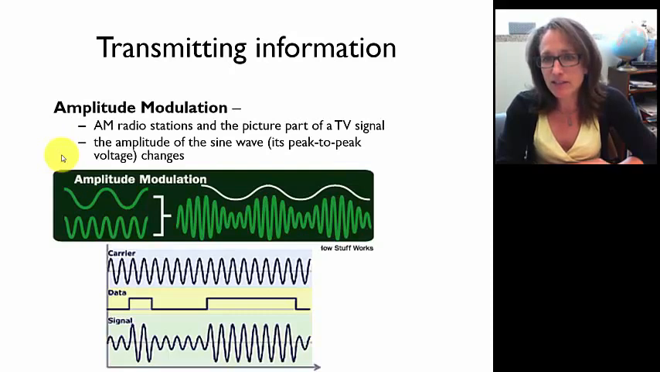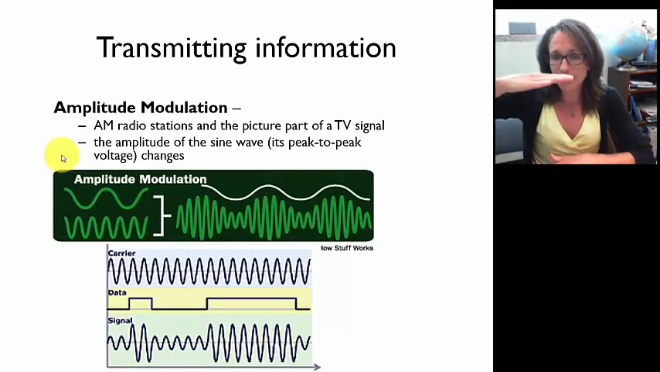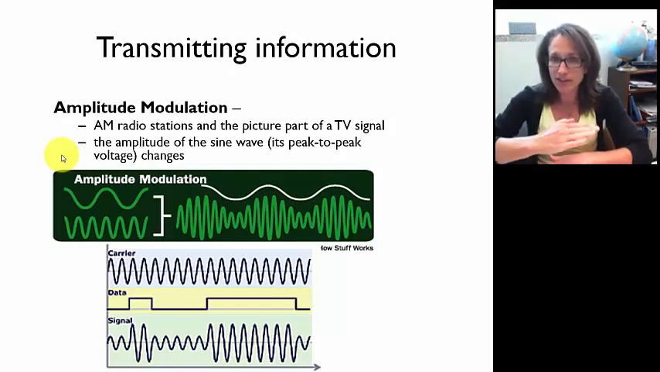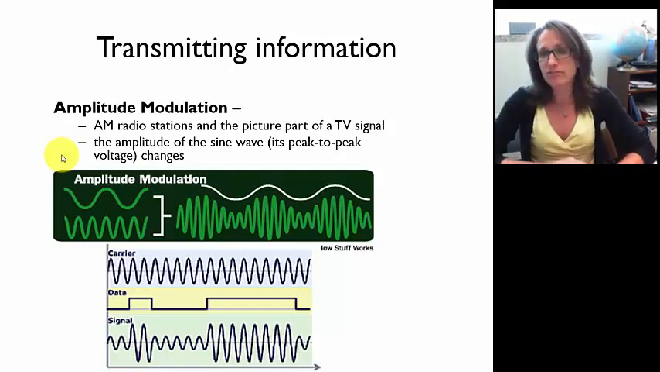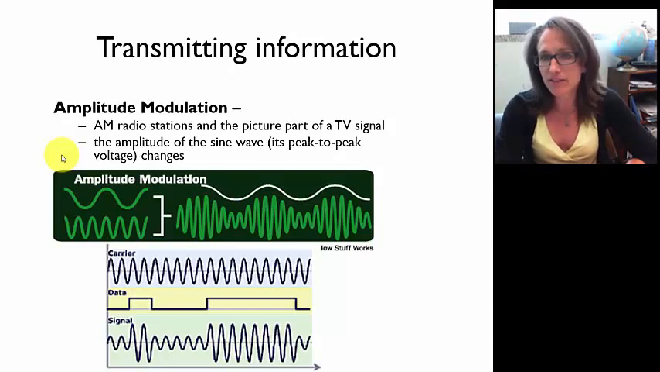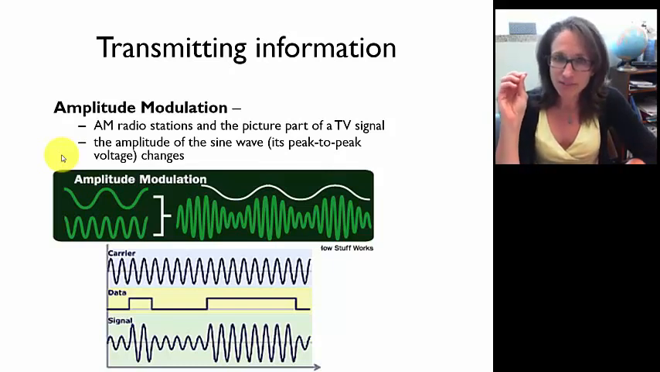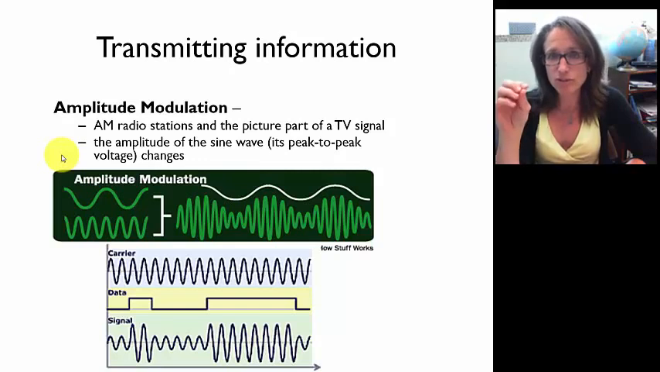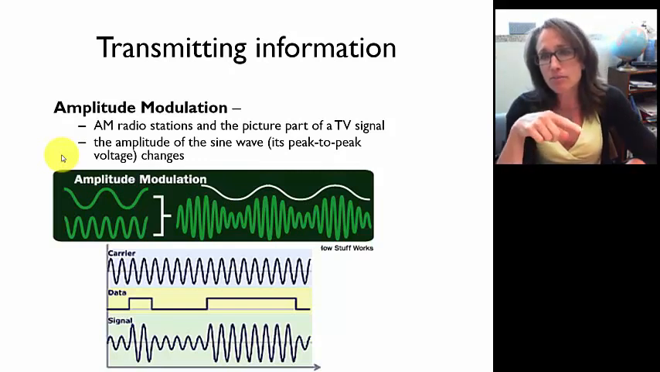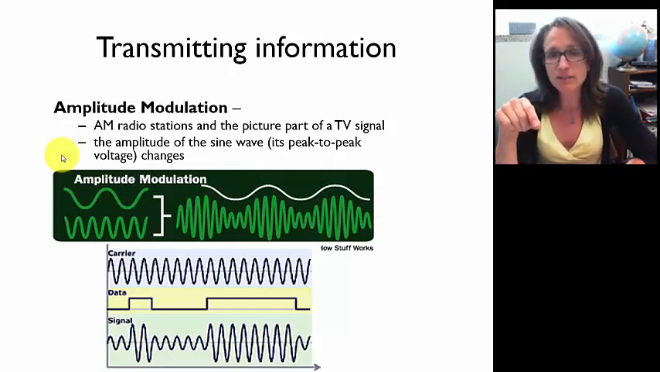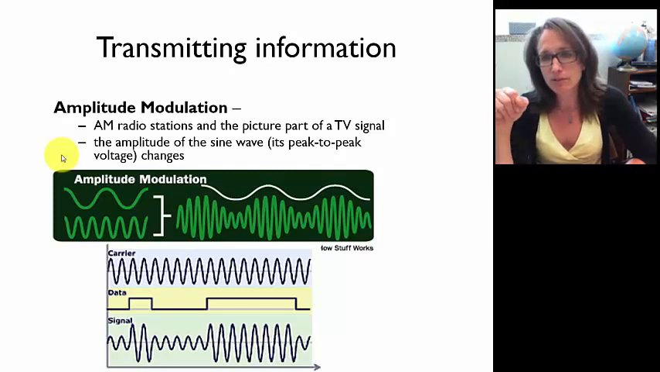Another type of modulation is what's called amplitude modulation. So remember, amplitude is the height of the wave. And so if we vary the height of the wave, then we can carry some information on that. This is what AM stands for in AM radio stations. They use amplitude modulation to carry the sound information to your radio receiver. Also, the picture part of the TV signal is transmitted via amplitude modulation.